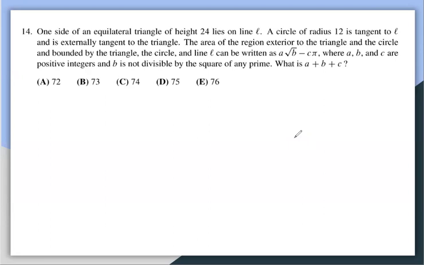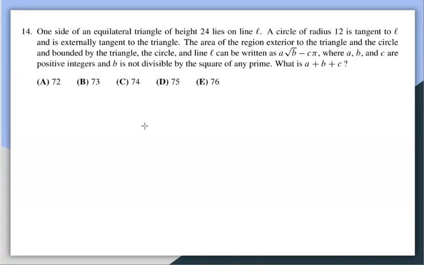Okay, the question looks interesting, but make sure you really understand what's going on. First, we are told there is an equilateral triangle and then there is a line L going through one of the sides. And then there is a circle. The circle is going to be tangent to that line as well as the triangle, but outside of the triangle, with a radius of 12, and the height of the triangle is given.